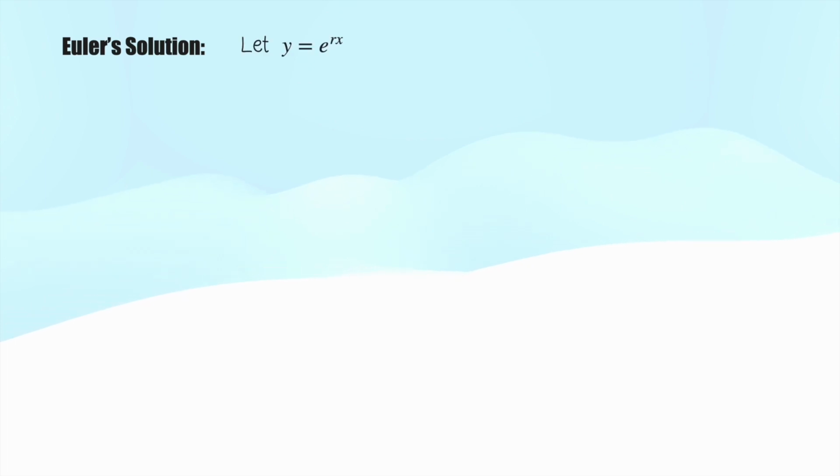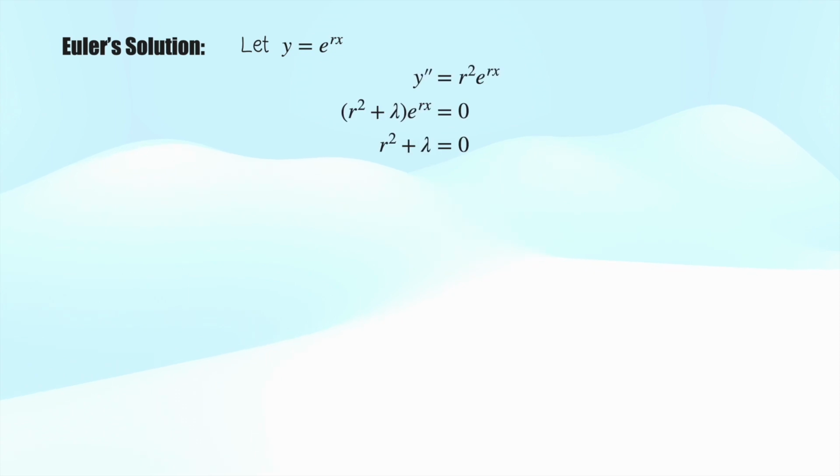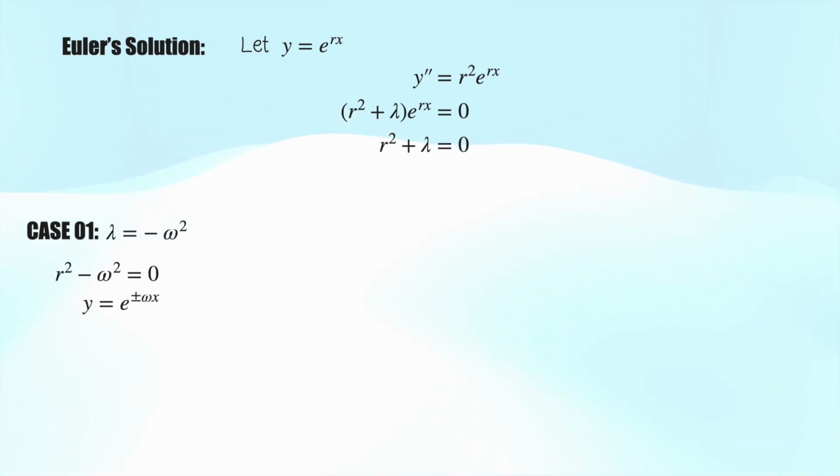So what were Euler's solutions? Well, Euler said we'll let y equal e to the rx. When we make those substitutions, we get the following. So he has three cases. We're going to look at them quickly. So in the first case, lambda is equal to negative omega squared, which gives us y sub 1 and y sub 2. And then we can combine that to get our solution for y. So in this case, a and b are constants.